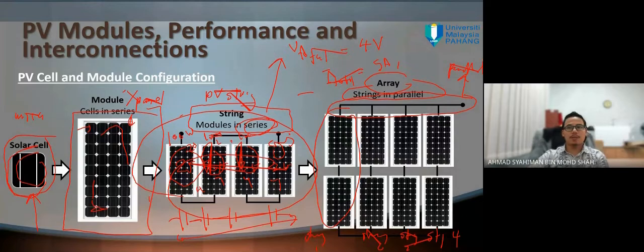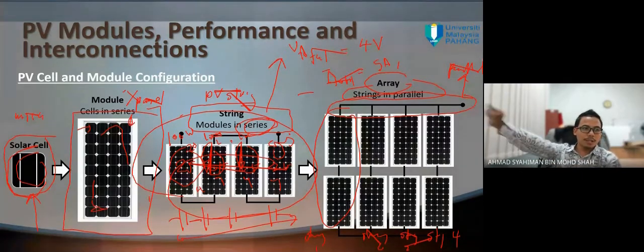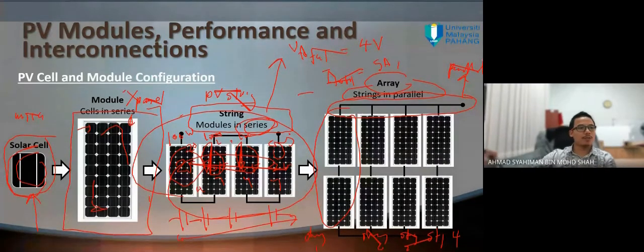Parallel, kan. Positif semua sama, positif satu kabel. Dia tap satu, negatif semua dia tap satu point. Then same case like the battery yang you sambung-sambung tu. So ini kita panggil PV array.